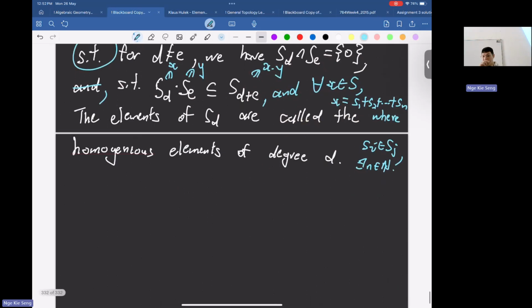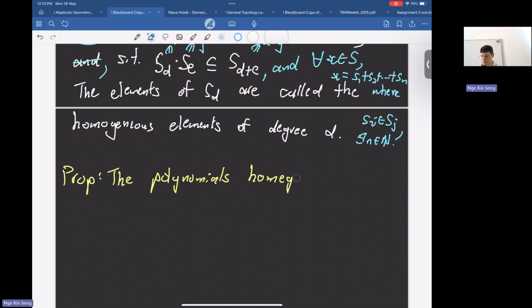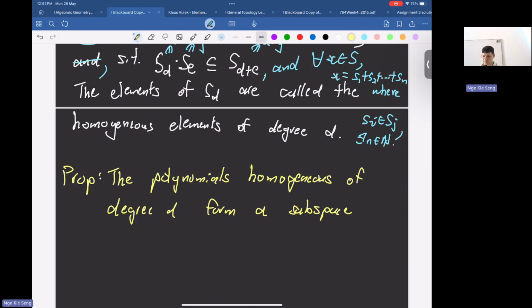Okay, so one proposition here is: the polynomials homogeneous of degree D form a subspace. Subspace meaning if you add homogeneous elements of the same degree D together, you still get a homogeneous element of degree D.